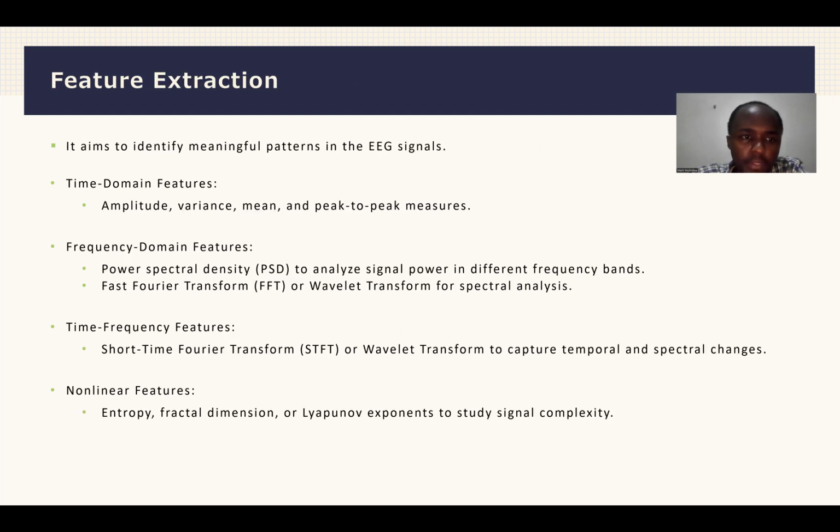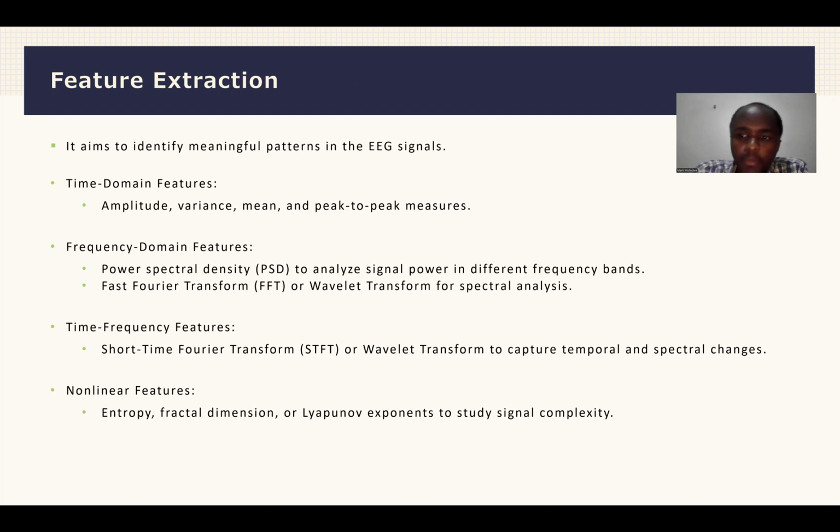So basically, the classification and machine learning. Because I was talking about the feature extraction, let me just elaborate more about it. It extracts useful characteristics such as the power, spectral density, entropy, which I had said earlier on, and it's also used for applications like brain state classification and neurological disorder detection.